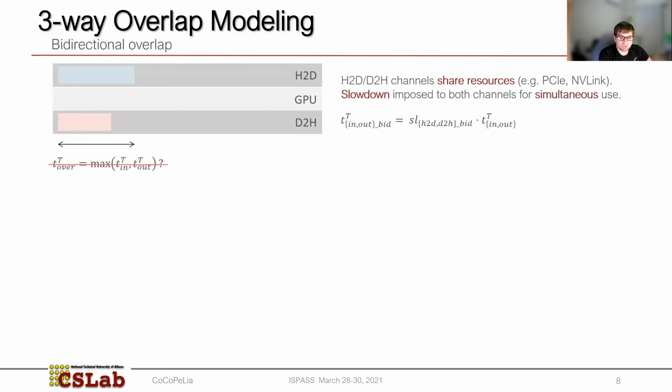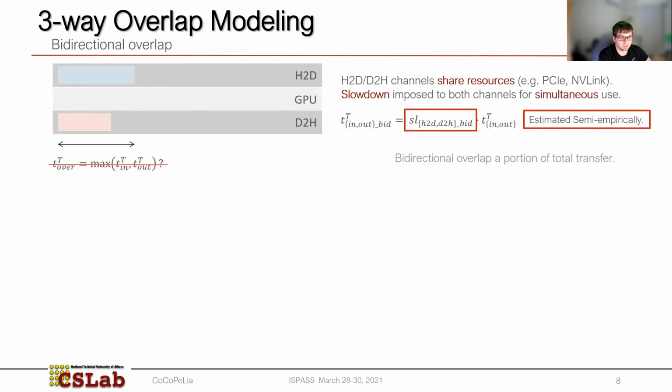Three-way overlap assumes host-to-device and device-to-host transfers can be fully overlapped, but in real systems, the channels they use share resources like the PCIe or NVLink, depending on the system. This results in a slowdown when they are used simultaneously, imposed on both transfers, which we model with an extra slowdown coefficient, also estimated semi-empirically.